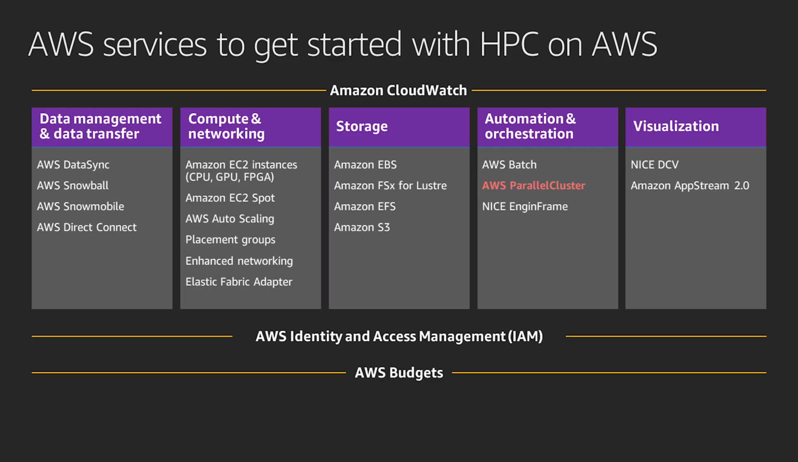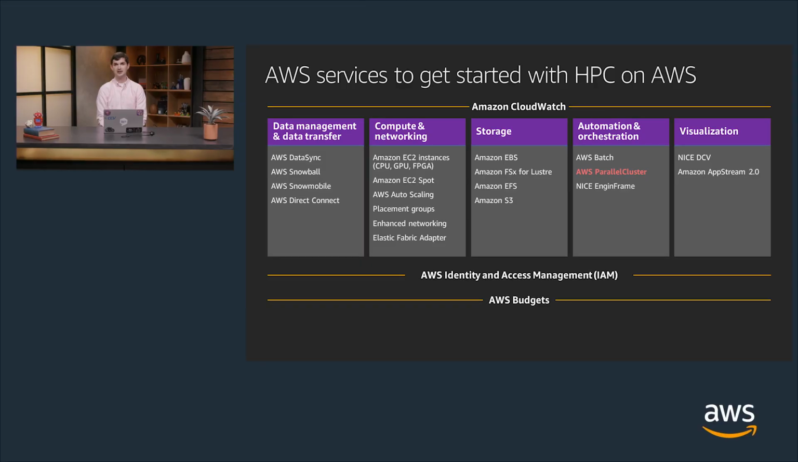While I'll be spending most of my time today talking about one of our orchestration services, AWS ParallelCluster, it's likewise important to recognize that this is one piece of a much larger portfolio of products that are ideally positioned to be a part of running your HPC workloads. For each step of the process to migrate or run your workloads on AWS, we have products to help you with what you need. That includes data management and data transfer, compute and networking, storage, orchestration, and also visualization.